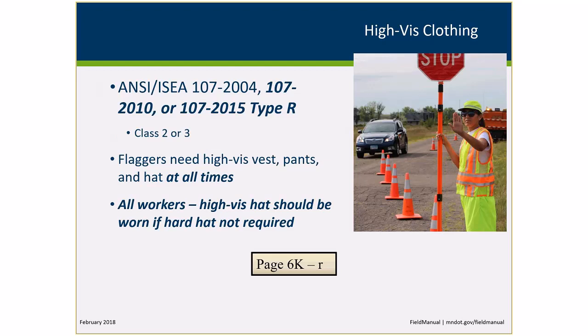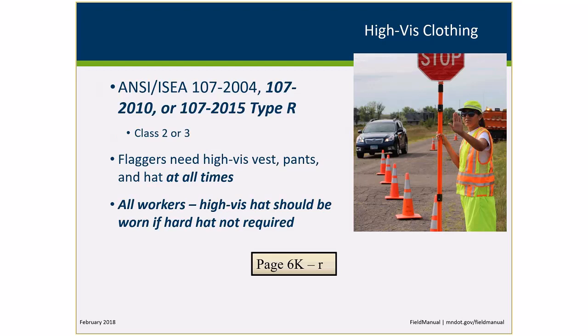So, a big change for the high-vis clothing. The previous field manual and the Minnesota Manual of Uniform Traffic Control Devices only listed one of the ANSI standards, and there have been two updates to the ANSI high-vis standard since the MnMUTCD was first published. So we've added the additional ANSI standards that can be followed, and in all cases, it's class 2 or 3 that you would need to have.